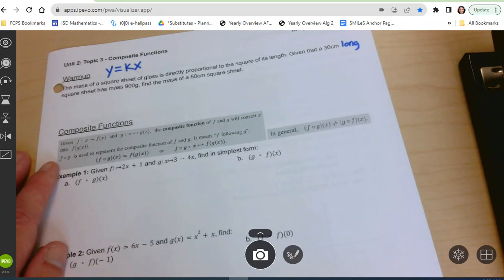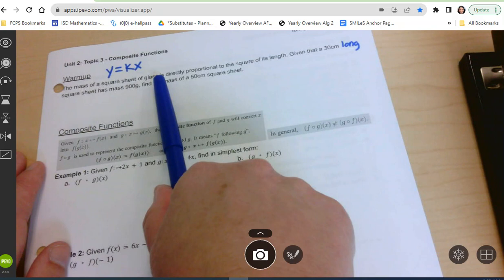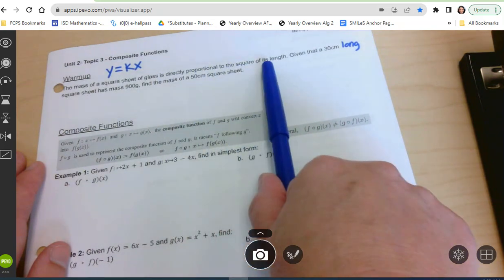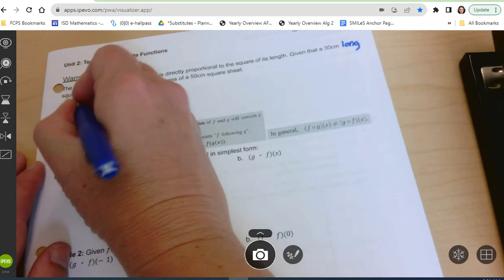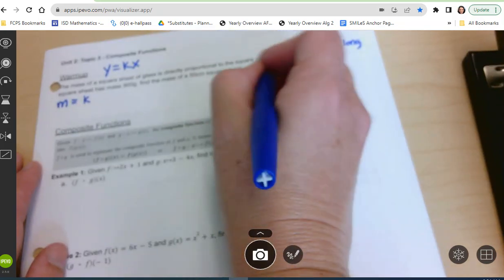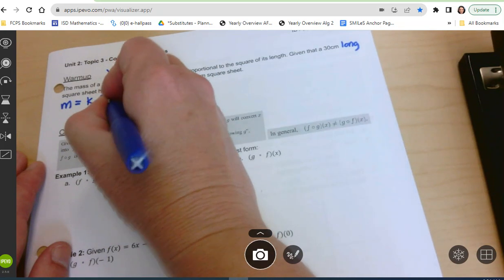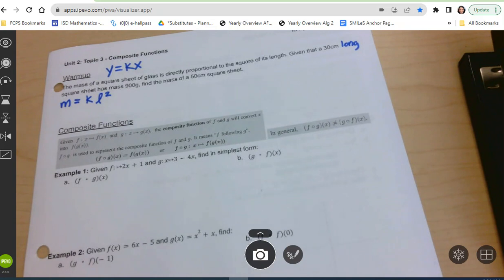The sentence really gives you the equation. It says the mass of the square sheet of glass is directly proportional to the square of its length. So the mass is directly proportional to the square of its length, so to the length squared. I always write my L's in cursive because otherwise they look like ones. So mass is equal to K times the square of the length.